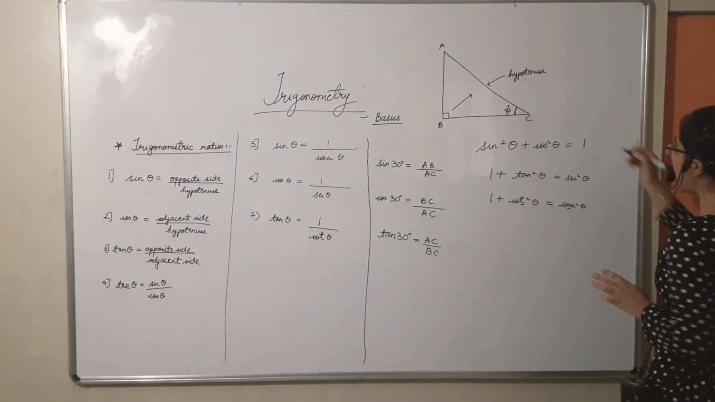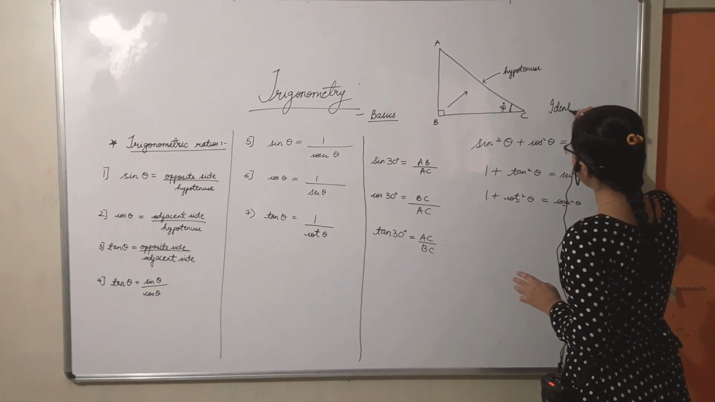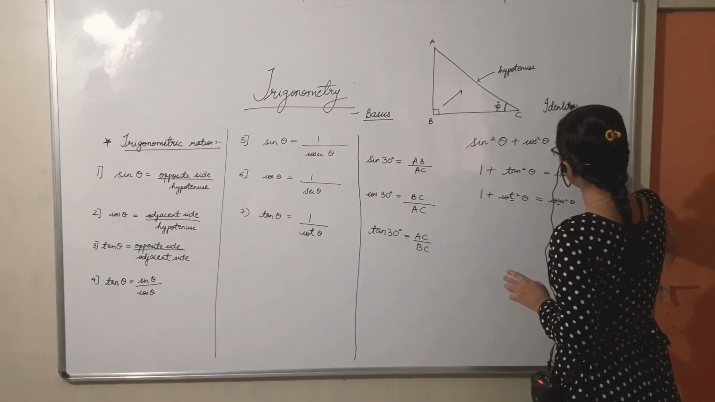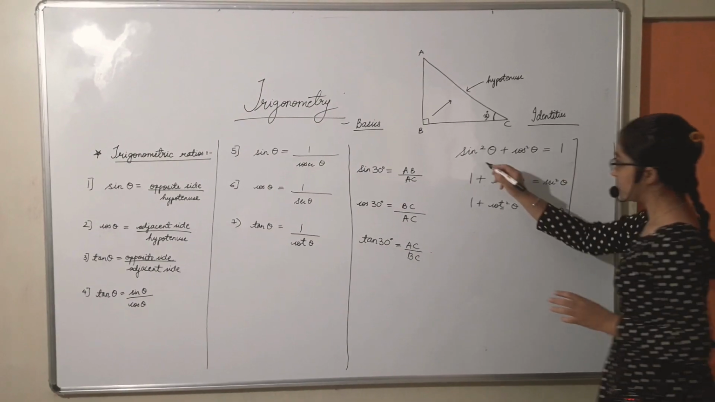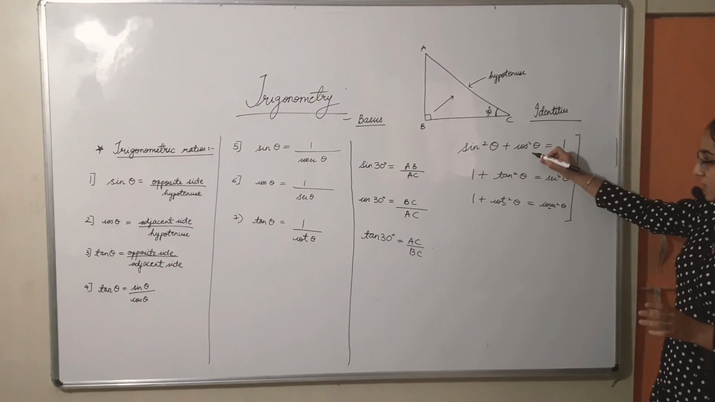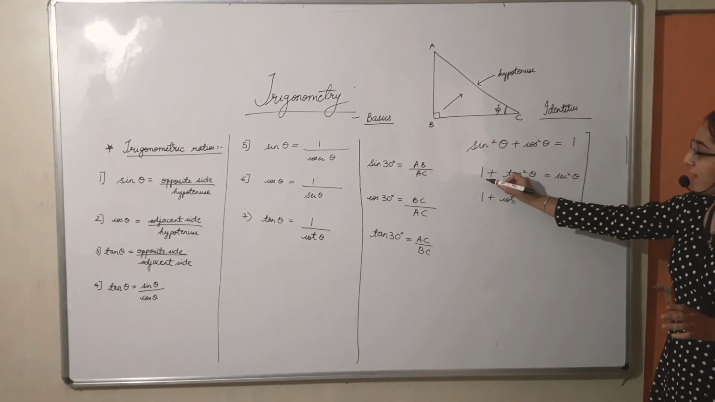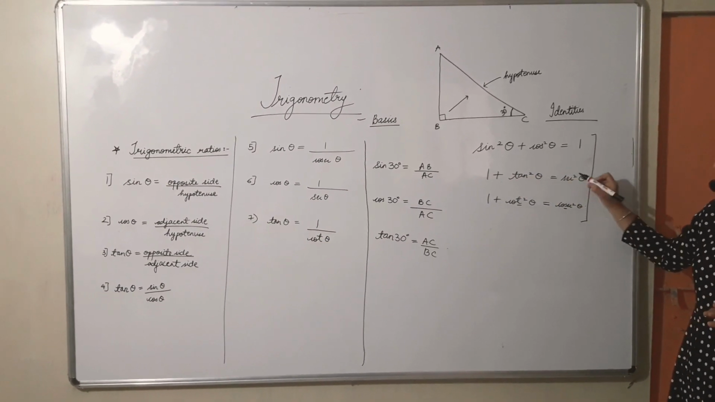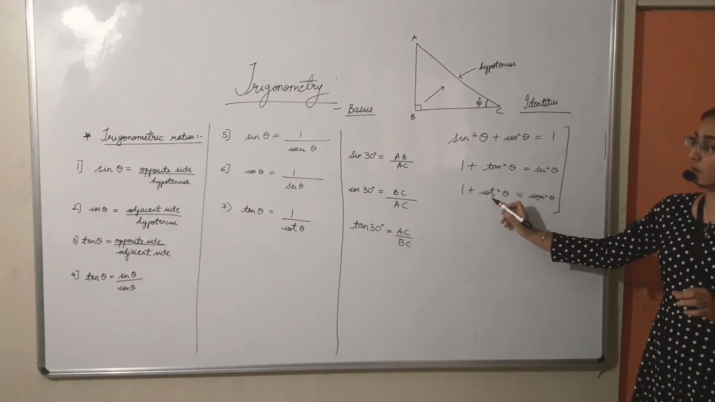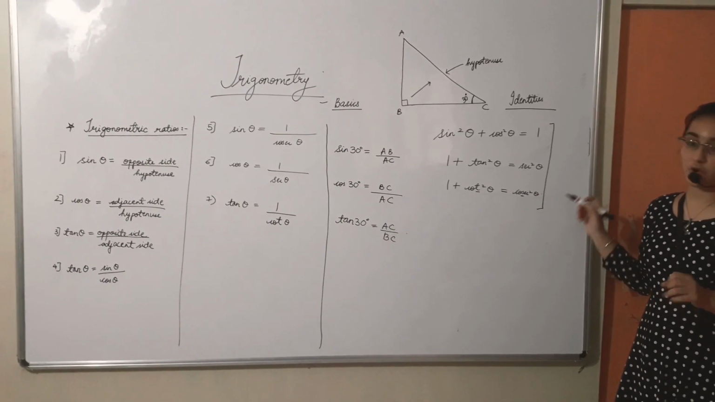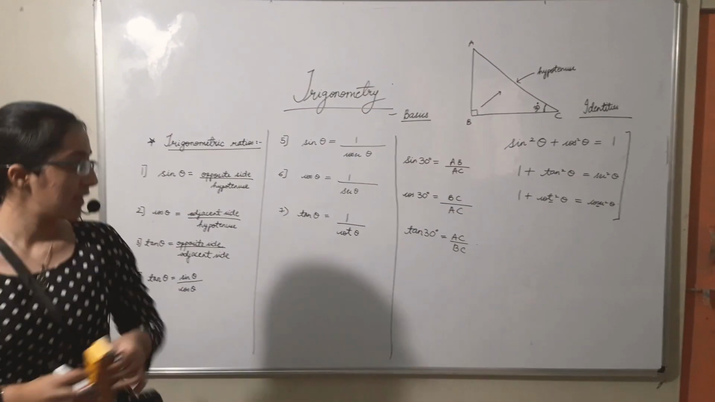Now come to our next point, that is identities. Here you have three identities. Sin square theta plus cos square theta equals 1. Then you have 1 plus tan square theta equals sec square theta. Next you have 1 plus cot square theta equals cosec square theta. It's just a rapid revision for you. So let's take these three.